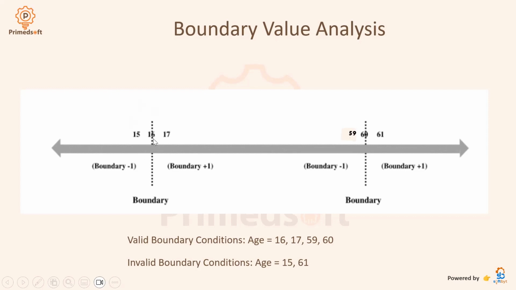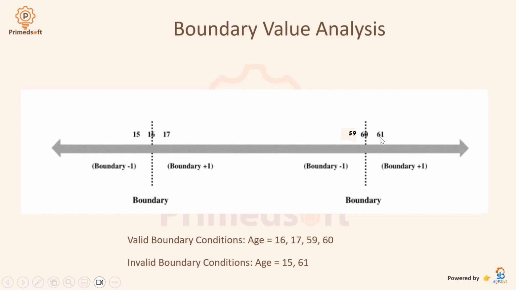So now 16 is a valid value, 17 is a valid value, 59 is a valid value, 60 is a valid value. So with boundary value analysis, you have to test under your valid scenario, which is your happy path. You need to test 16, 17, 59, and 60. But for your invalid boundary condition, you will now test the ones that are outside the boundary, which are 15 and 61.